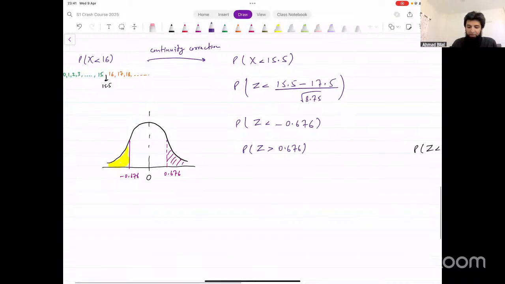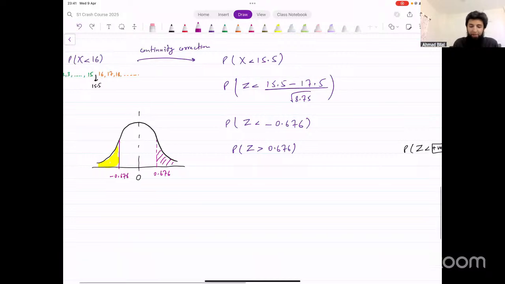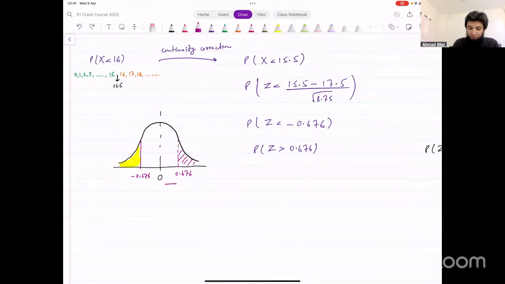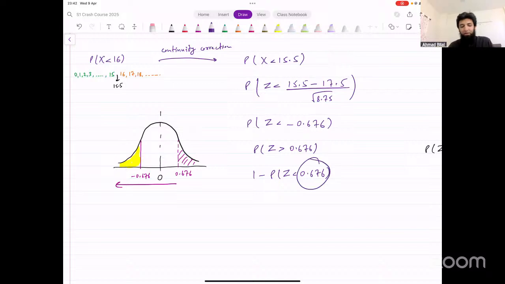And now we subtract from 1 the area to the left of 0.676. So this can be written as 1 minus probability of z less than 0.676. Go to the table, find this probability, and see what that turns out to be. What value do you get corresponding to 0.676 from the table?